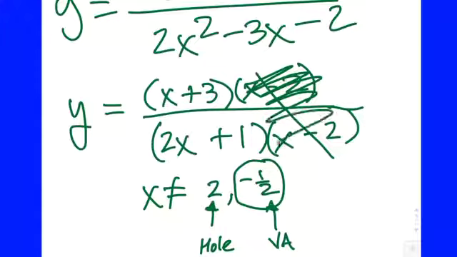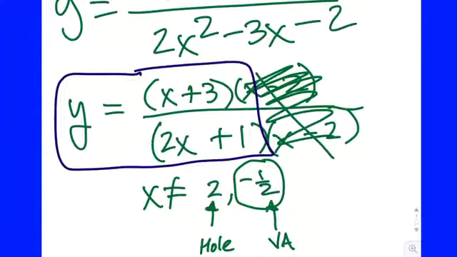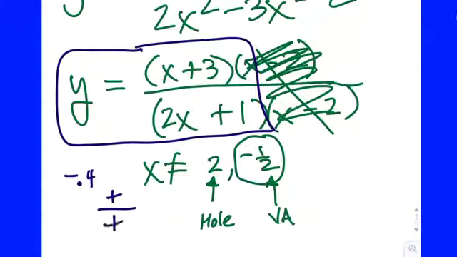Remember that once these are gone, you can use what's left over for the rest of the function, including how to find the y value of the hole at 2. So if you plug in that negative 0.4, which is just to the right of negative 0.5, what sign do you get? In the top, you get 3 minus 0.4, which is positive, right? And in the bottom, 2 times negative 0.4 is negative 0.8. So what's 1 minus 0.8? Still positive, right? Yeah, 0.2.